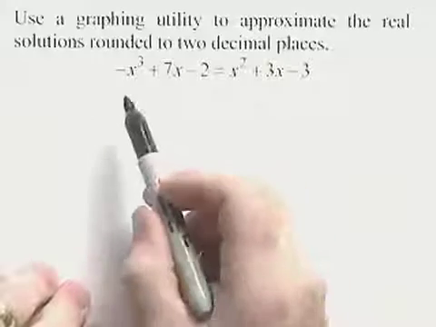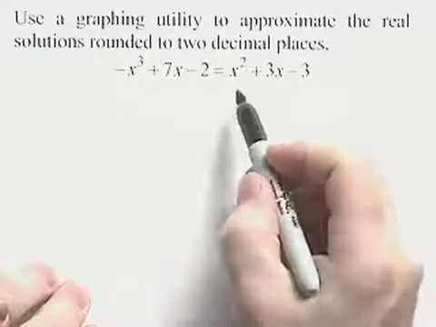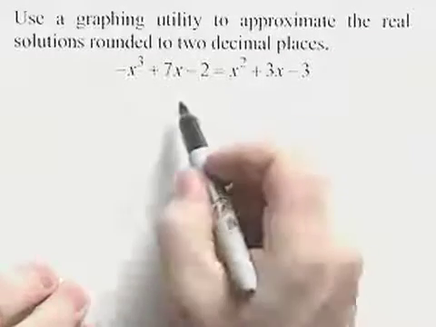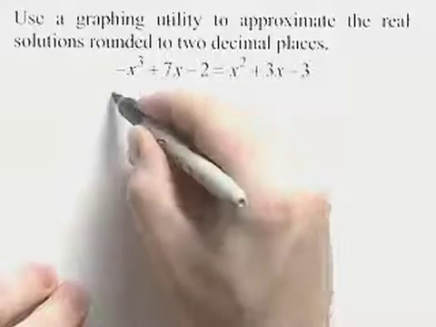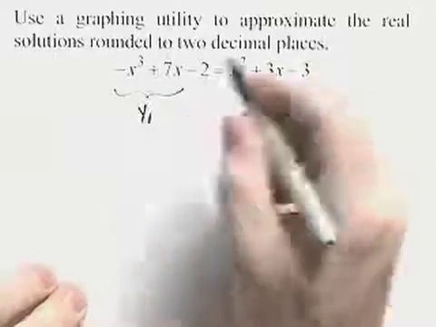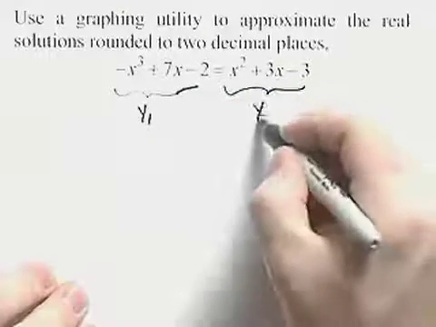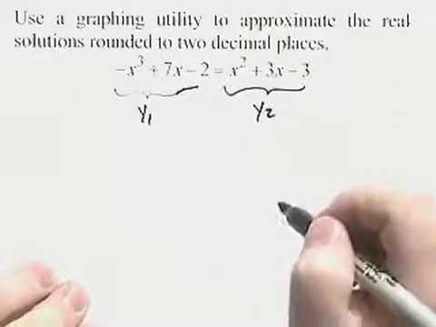Here we're going to solve one more equation using our graphing utility. We'd like to solve the equation negative x cubed plus 7x minus 2 equals x squared plus 3x minus 3. Because we don't have everything on one side, when we go to our graphing utility, we're going to go ahead and let the left side equal y1 and the right side equal y2. Then we're going to find out where these two graphs cross.